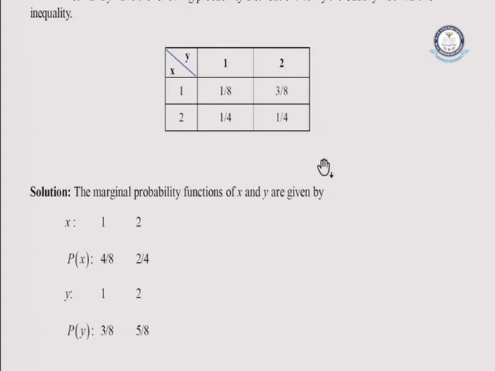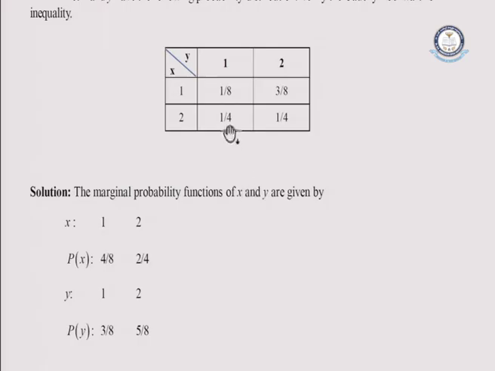Okay, x and y, and we will see the marginal probability functions of x and y are given. First, for x the values 1 and 2 have probabilities 4 by 8 and 2 by 4, and for y, y1 is 3 by 8 and y2 is 5 by 8. How is it? Have you understood this? 1 plus 3 is nothing but how much? 1 plus 3 is 4. So 4 by 8, and here you see, that is 2 by 4.